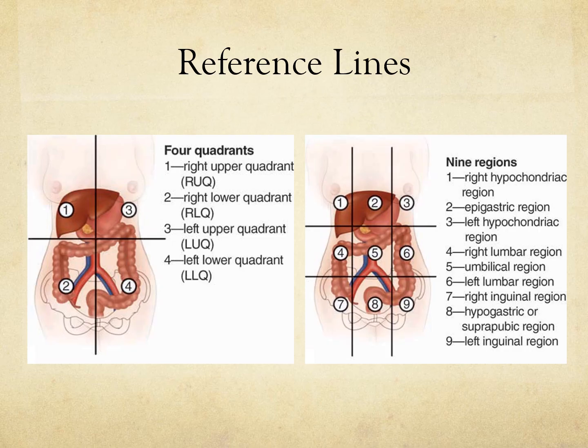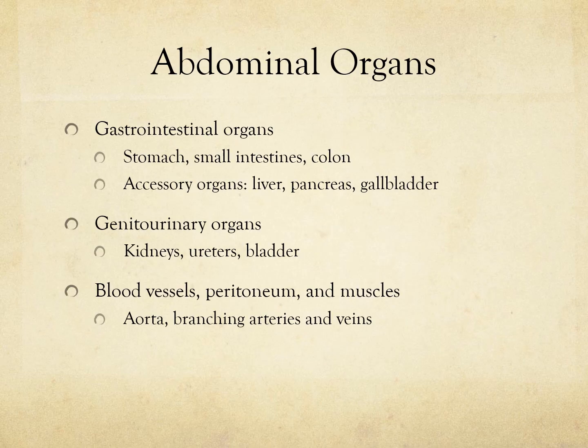The reference lines are really there to help us communicate accurately with providers. They're also there to trend changes in our patient's symptoms, document our findings clearly, and prioritize possible complications based on the location of pain or tenderness.